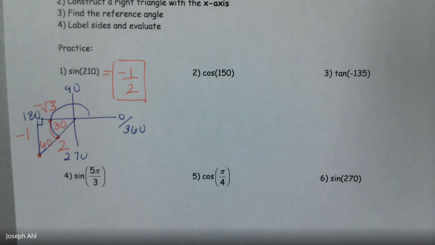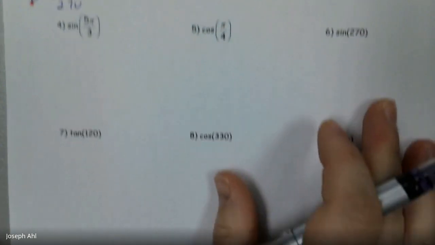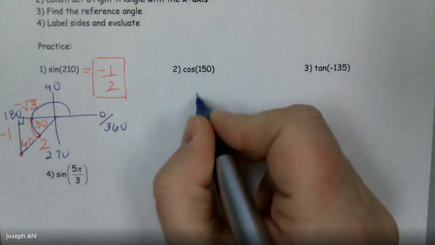And I understand just seeing 1 could be a little overwhelming, even though it's something we've seen before. So my intention is to let's just do 2 more in this video, and then we'll try the rest in class next time we're together. Cosine 150, we'll jump to that one.